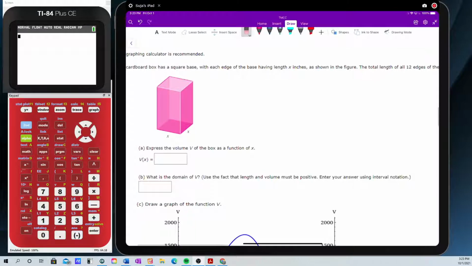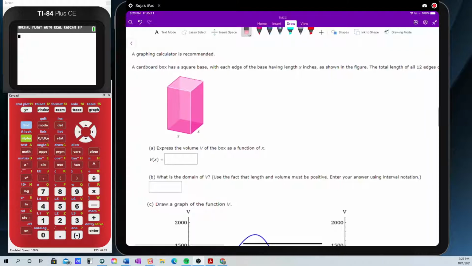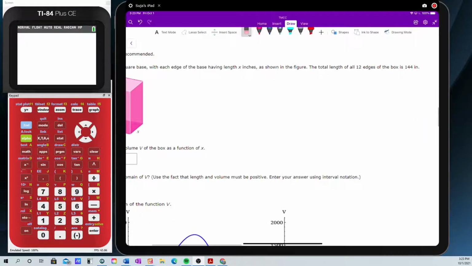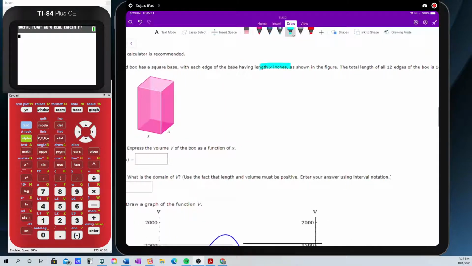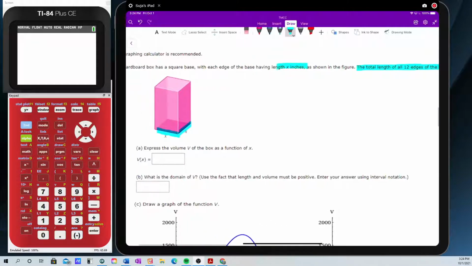Here is a word problem where you have to write the volume of a cardboard box. We are going to use a graphing calculator in this. A cardboard box has a square base with each edge of the base having length x inches. So the base's length is x inches, given in the picture too. And there are a total of 12 edges, and the total length of the 12 edges is 144 inches.